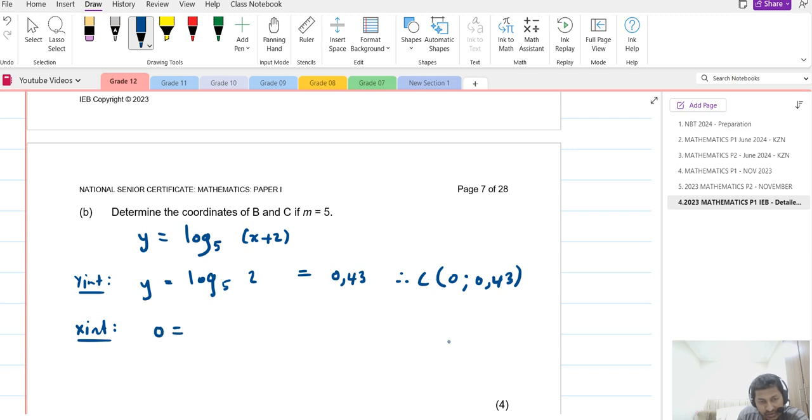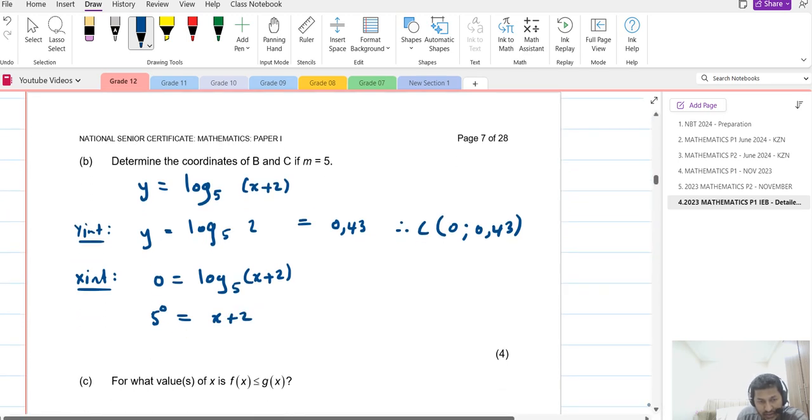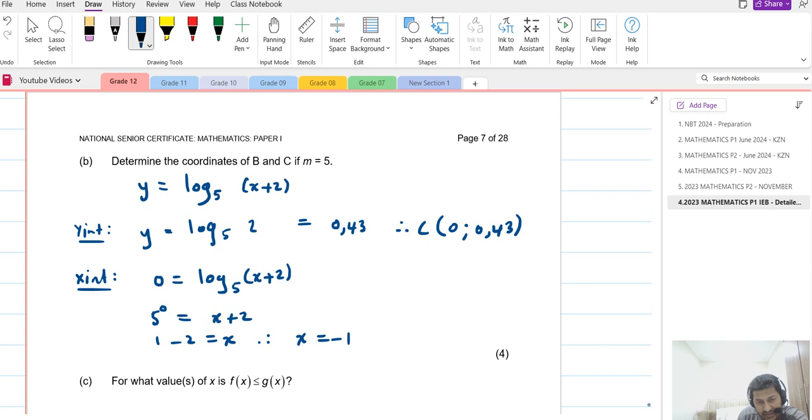And to find the x-intercept, we need to make y 0. 0 equals log of (x plus 2) base 5. Now the base remains the base, so 5 to the power 0 equals x plus 2. And 5 to the power 0 is 1. Take the 2 over, minus 2, so x is equal to negative 1. Therefore the coordinate of b is (-1, 0). I hope you understood that.